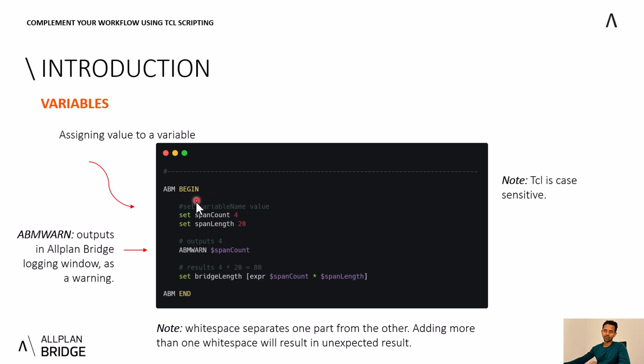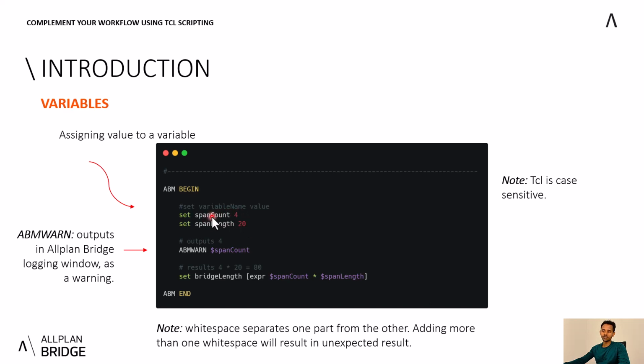In this case, we just want to assign a value to a variable. To do that, we're going to use the command set from the TCL core commands. We assign a variable name and a value. So we are assigning two variables, for example span count and span length, and we're assigning them the values 4 and 20 respectively.